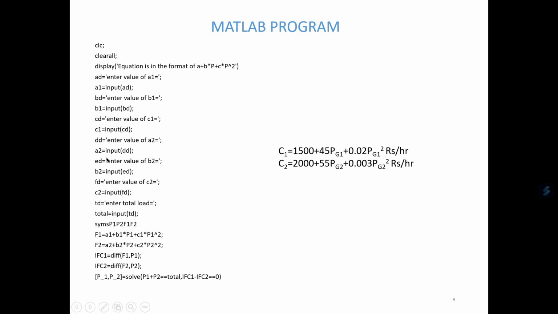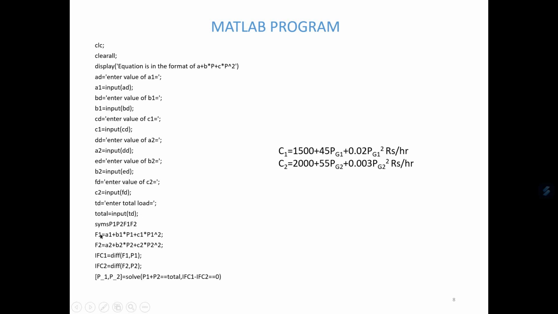Similarly for the second equation, enter the value of A2, which is 2000. Enter the value of B2, which is 55. Enter the value of C2, which is 0.003. Then enter the total load. In this case, total load is 2000 megawatt, taken as input TD. Here the variables are P1, P2, for which the program is written as SYMS P1, P2, F1, F2.